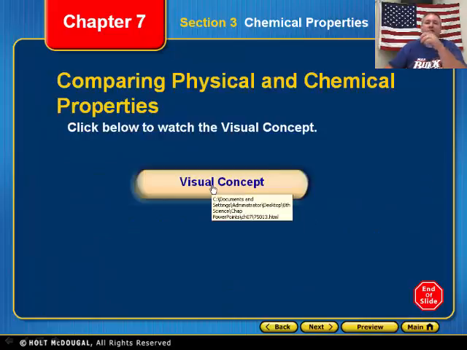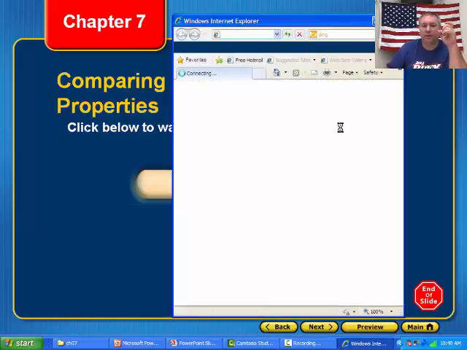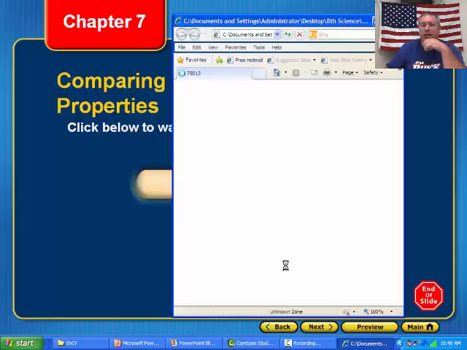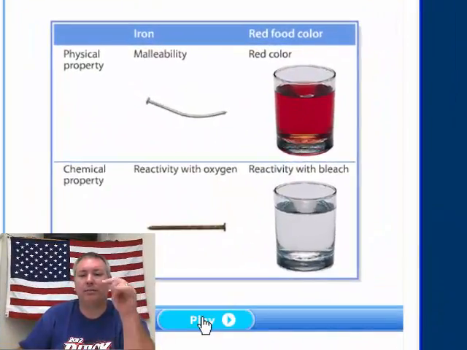Now, here is a visual concept. We're going to go ahead and watch this visual concept real quick on comparing physical and chemical properties. If you'll come up, there you go. You can do it, I know you can. Here we go. Go ahead and pay attention to this.